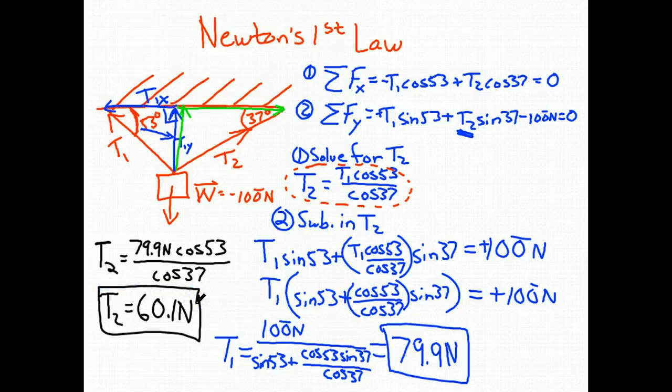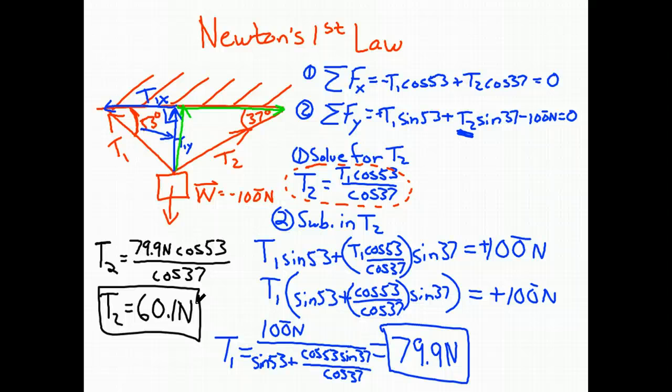All right. Now, some people, when they draw the picture, they may actually have T2 being on the other side with the 53-degree angle, and that's okay. It doesn't really matter. If you were to do that, your T1 would be equal to 60.1 and T2 would be 79.9.